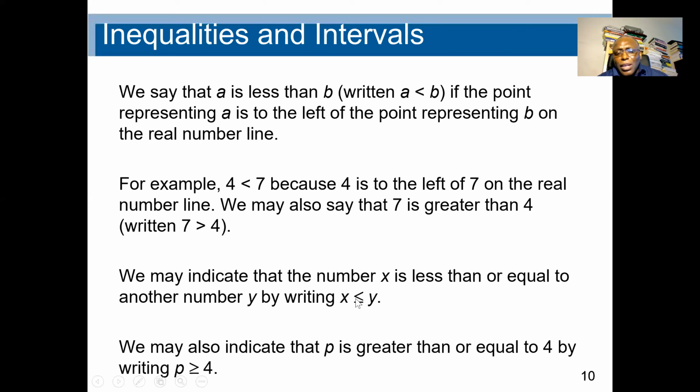Now, when we have less than with the dash, it means less than or equal. So here we say x is less than or equal to y. Here again, we go back: left arrow means less, right arrow means greater, and a line underneath means equal. So a is less than b, or 4 is less than 7, or 7 is greater than 4, with a right arrow. Or we have s is less than or equal to 4, or p is greater than or equal to 4. Right arrow with underline means greater than or equal to 4.